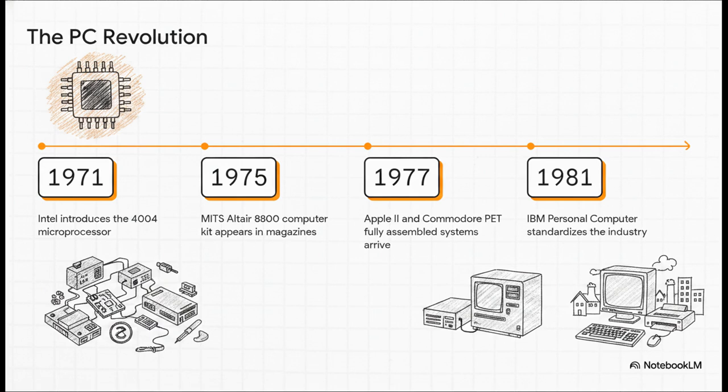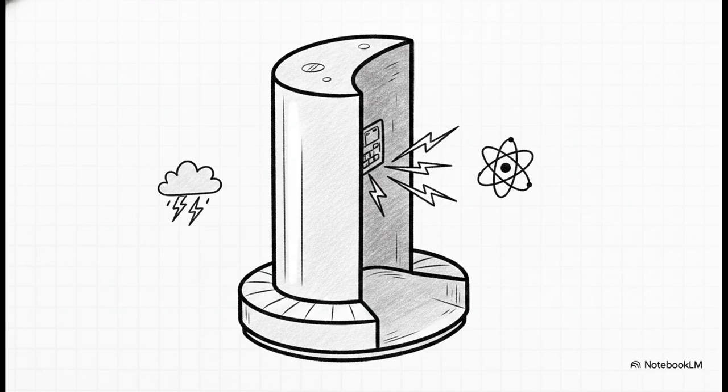Just 2 years later, in 1977, we see the release of fully assembled systems like the Apple II and the Commodore PET. And by 1981, the IBM personal computer launches, gaining widespread adoption by industry and households alike. But while the personal computer was sneaking into the home, institutional computing was evolving too.